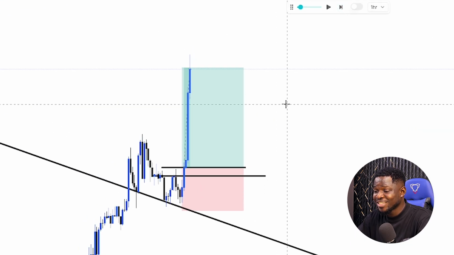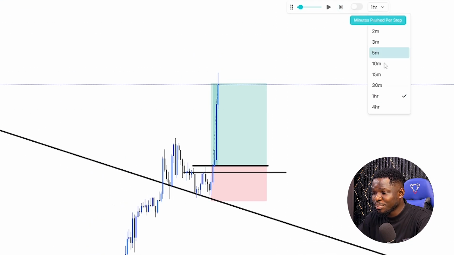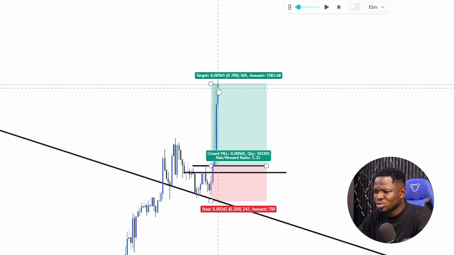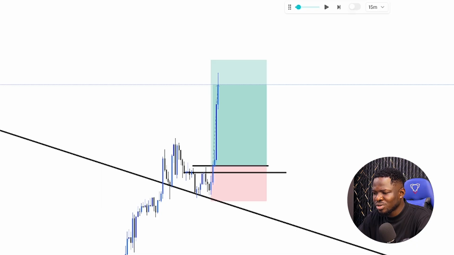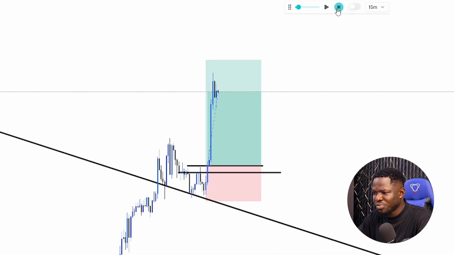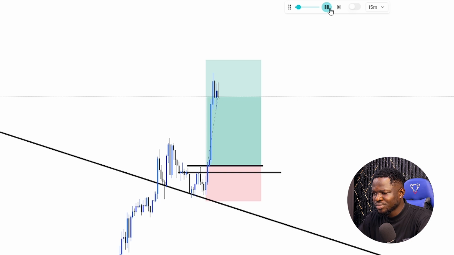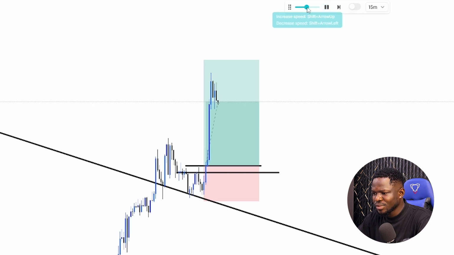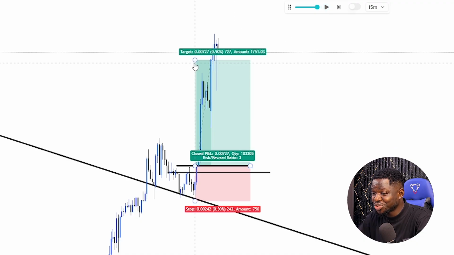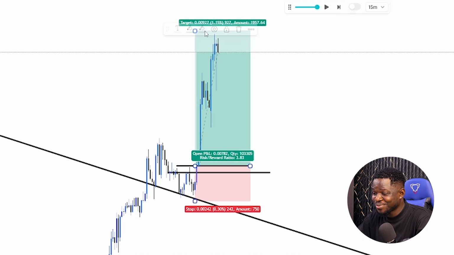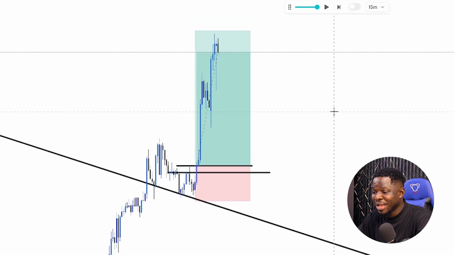Finally, the price smashed our take profit level, and if you still want to extend your take profit level to probably ratio 1 to 3 risk to reward, let's play the candlestick and see. Let's see what the price will offer us on this trade. Finally, the price also smashed the ratio 1 to 3 target. If you still want to extend it to ratio 1 to 4, price will still smash the take profit level.